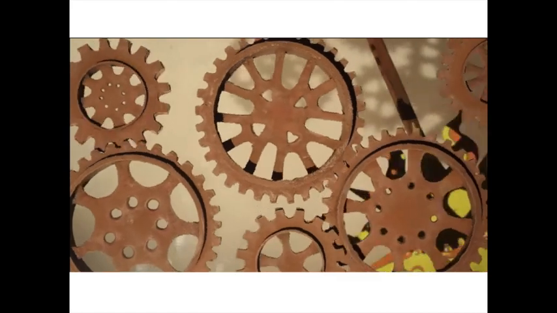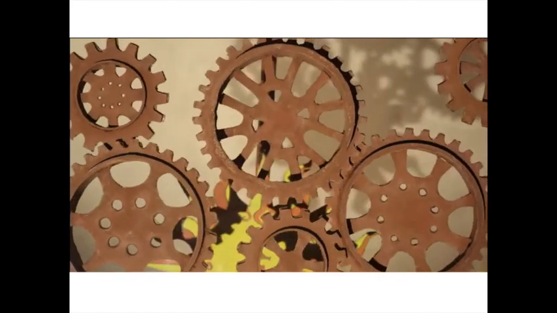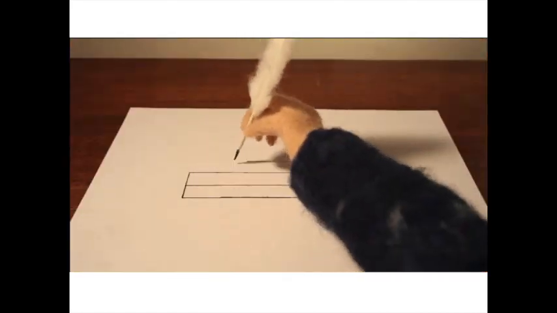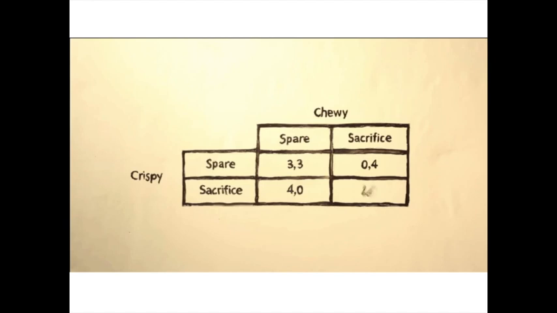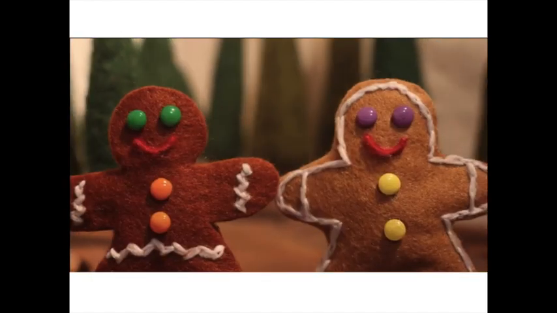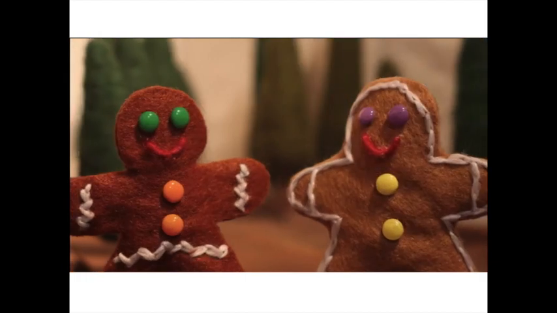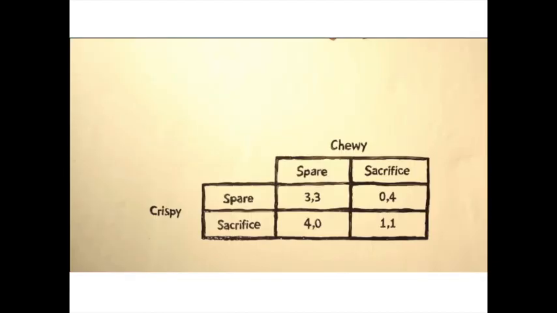To figure out how these gingerbread men will act in their perfect rationality, we can map the outcomes of each decision. The rows represent Crispy's choices, and the columns are Chewy's. Meanwhile, the numbers in each cell represent the outcomes of their decisions, as measured in the number of limbs each would keep. So, do we expect their friendship to last the game?